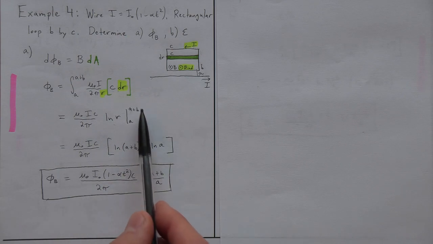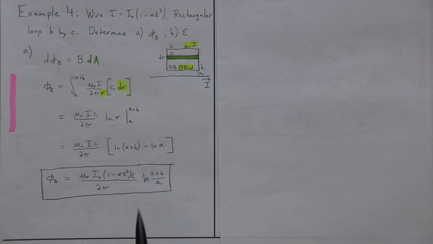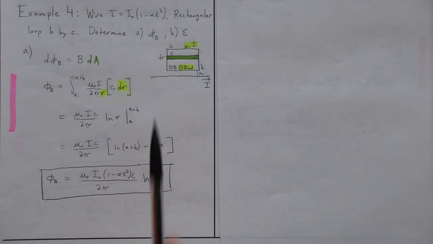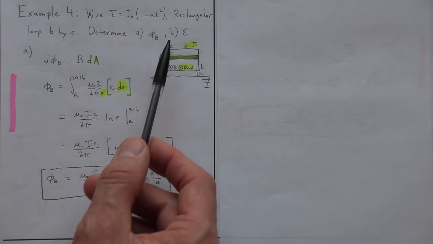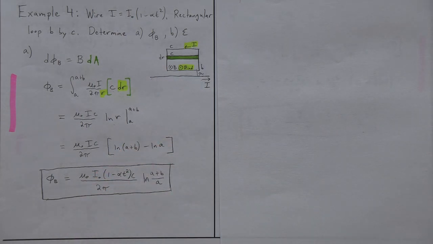Then I plug in my limits, a plus b, and then a. And then I could combine the logs into one log. And I replaced I with this whole expression. So there's the flux. Notice it is a function of time. It's changing. It's decreasing. And so there will be a voltage produced in this coil. The next thing we're calculating is the voltage. Okay? So that's over here.